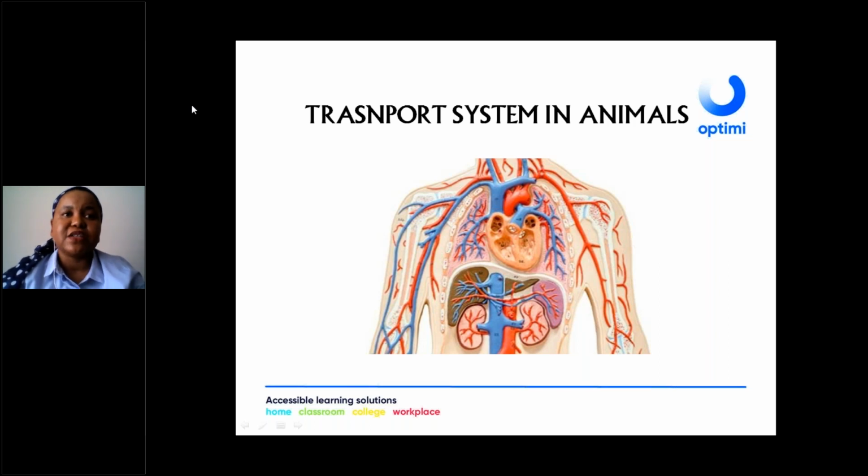We have also seen that the food that was produced during photosynthesis travels from the leaves to other parts of the plant through the transport system, that being the xylem that transports the water and the phloem that transports the food. Okay, so today we will be looking at the exact same thing, but now we'll be focusing on transport system in animals. Right. Okay, let's get right to it.